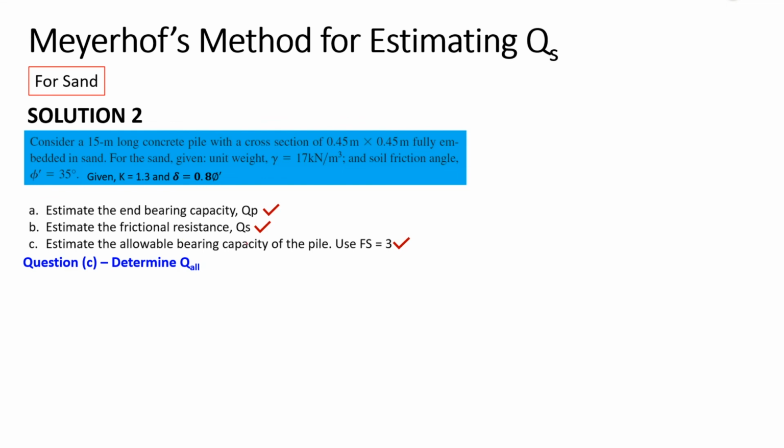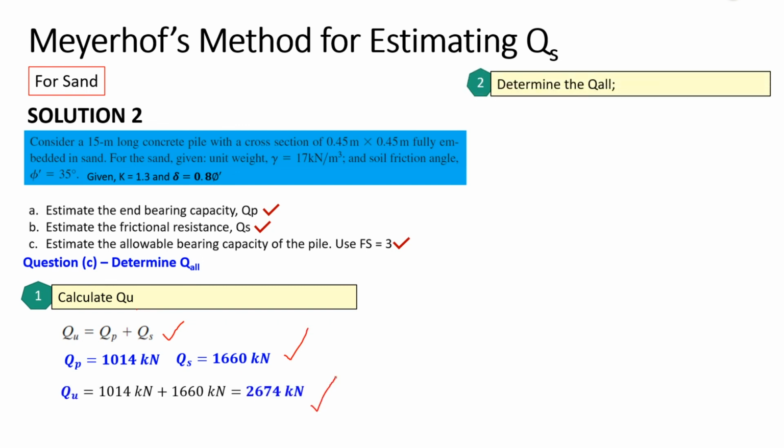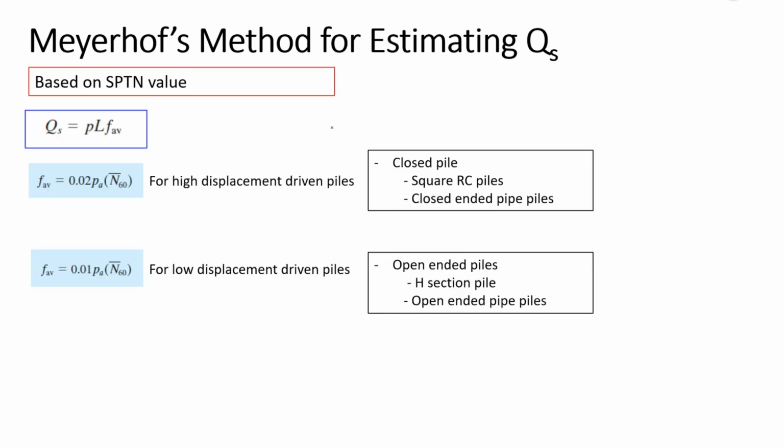Now we will continue with the allowable bearing capacity. To get the Q allowable, we must first calculate the Q ultimate. We have QP plus QS, so the Q ultimate is equivalent to 2674. Then to get the Q allowable, we divide the Q ultimate by the factor of safety, and you will get the Q allowable of 891 kilonewton. And this is the final part.